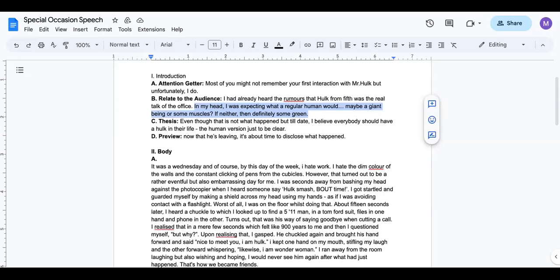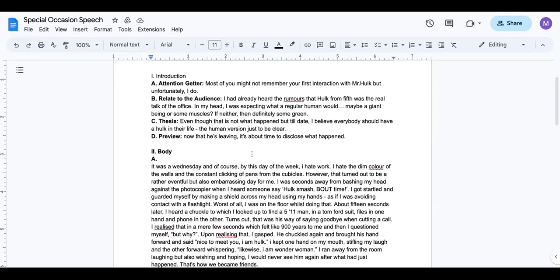Yes. Then I'll go ahead and talk about my thesis. My thesis is basically the main theme of my passage. That is basically what I'm going to be discussing throughout. So I've said, even though that is not what happened, till date, I believe that everyone should have a Hulk in their life, the human version of it, just to be clear. That tells me that this person is going to be talking about the importance of Hulk, why everybody should have a Hulk in their office or in their life. Do you get the thesis, what's happening here? Great.